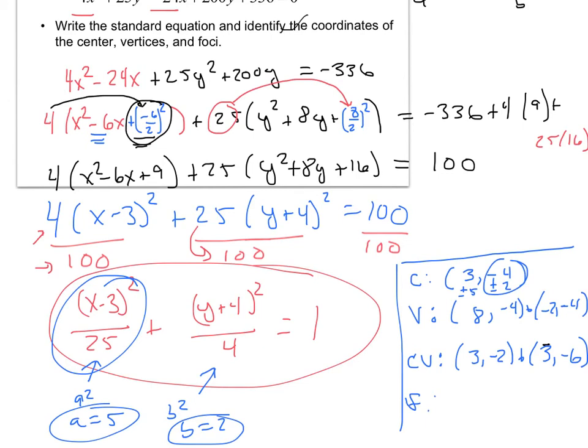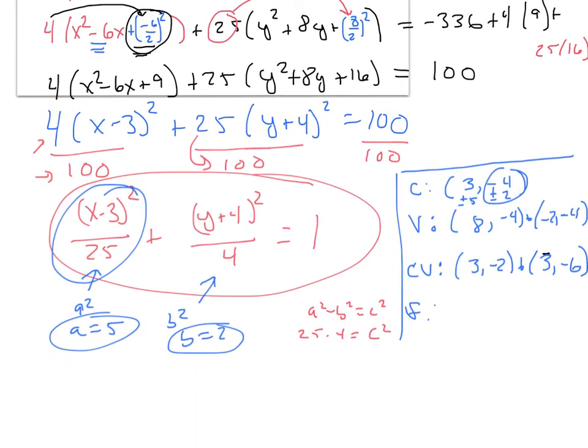For the foci, we're going to take these two numbers, the 25 and the 4, and do a squared minus b squared is equal to c squared. I get 25 minus 4 is equal to c squared. We have a very nasty number here: we're going to have 21. So c is equal to the square root of 21. How would I write that? I'm going to have 3 plus or minus the square root of 21, because I'd shift root 21 units up and down to plot the focus. When we have a messy radical, we just put it in as plus or minus. And those are all the pieces that I would plot for the graph.